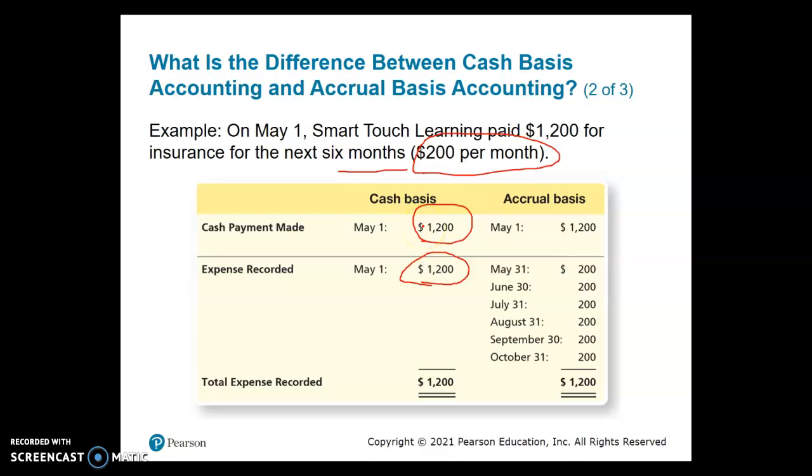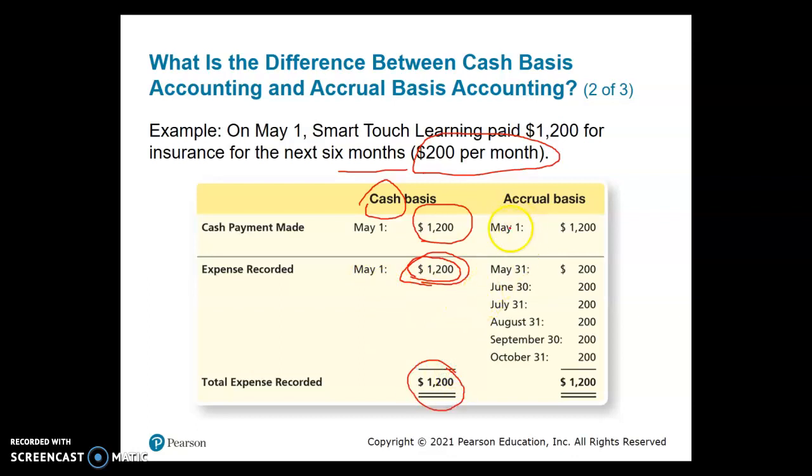That was how much cash we paid for the insurance. Again, this is if we were using the cash basis of accounting. The expense recorded would be the full $1,200, even though we have not used up all of that insurance. So the total expense recorded for the month of May would be $1,200.